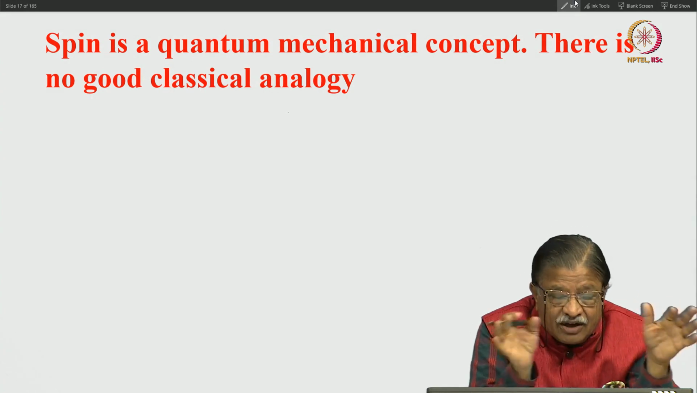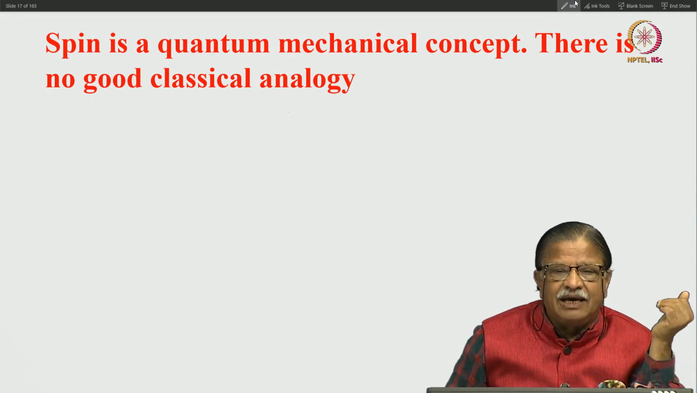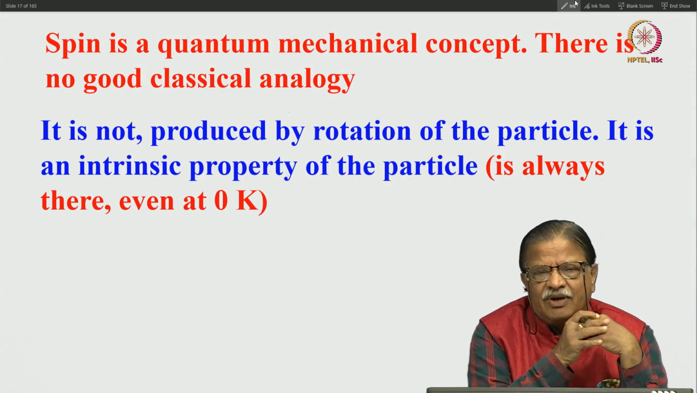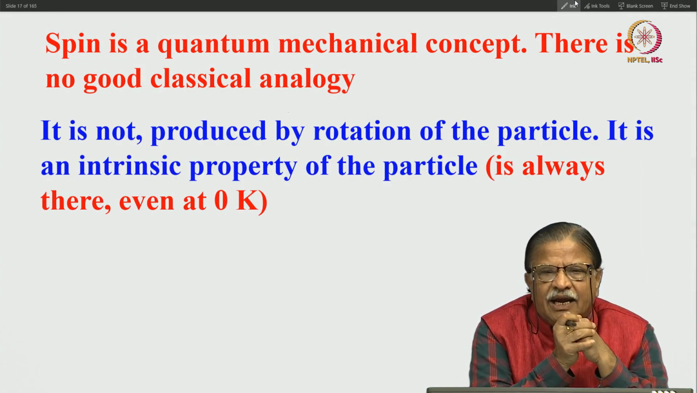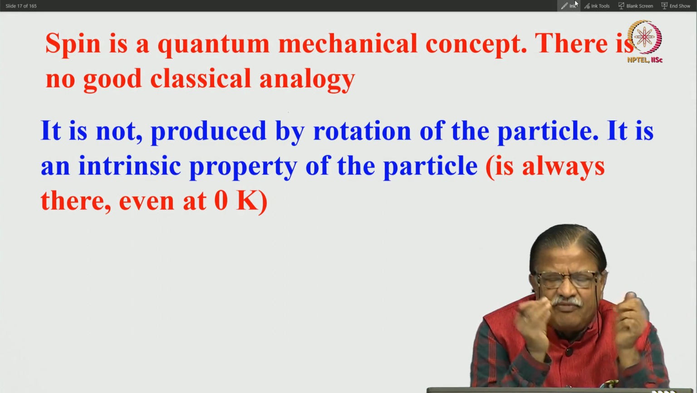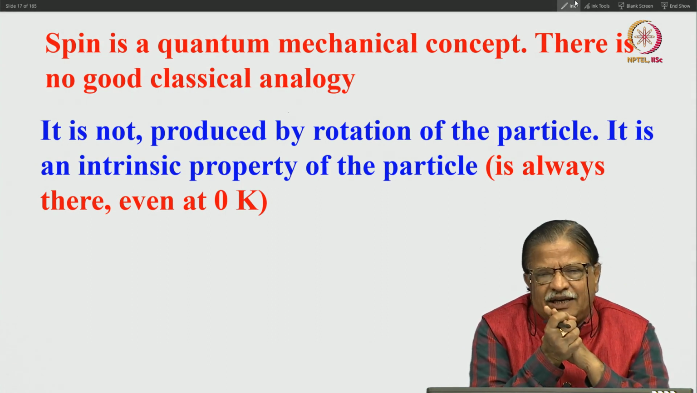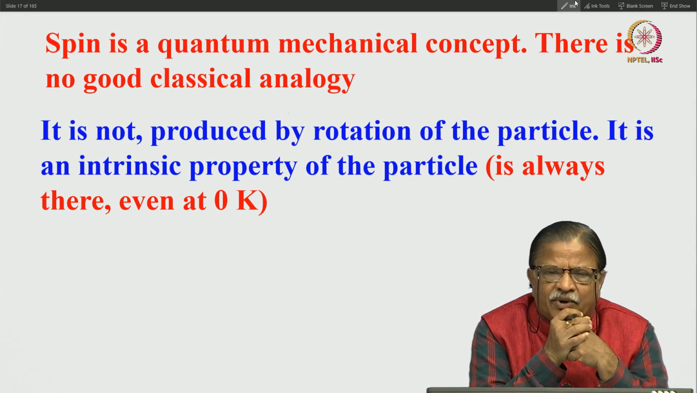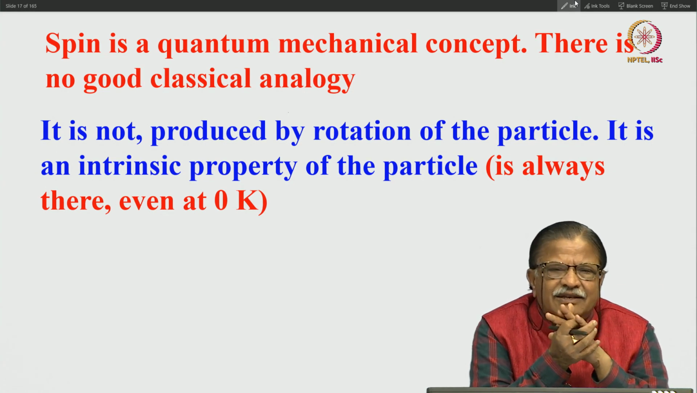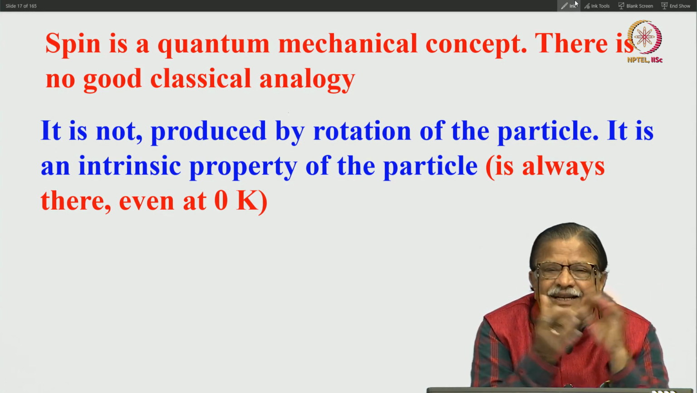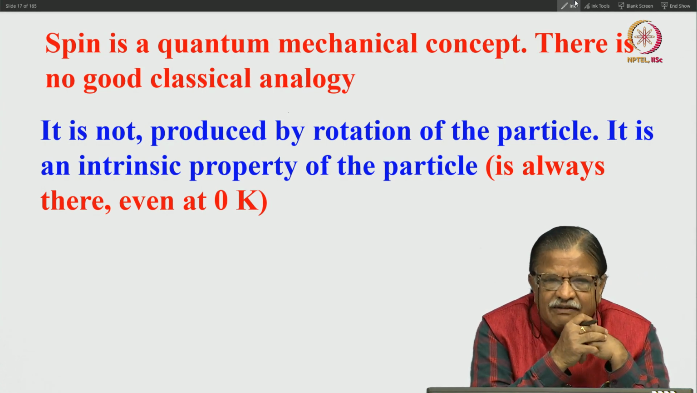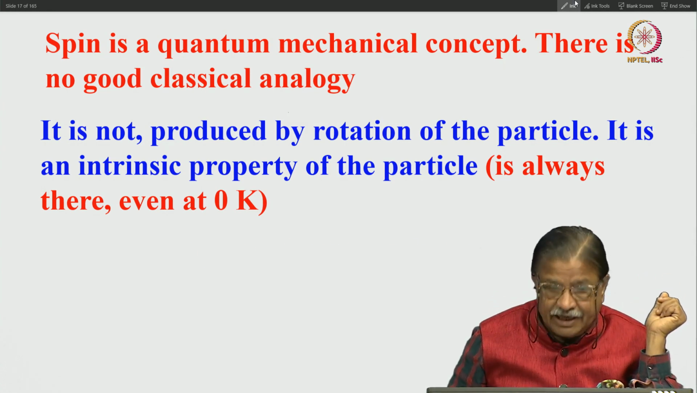Now, what is a spin? Can we try to understand this? But remember, spin is a quantum mechanical concept. There is no good classical analogy at all. You cannot ask what is this, what is a spin, how do you explain that? It is not possible. Of course, we will discuss rotation of the particle, a spinning particle rotating about its own axis, and it is okay to some extent. But actually, it is not produced by the rotation of the particle. It is an intrinsic property of the particle. It is always there even at 0 K.